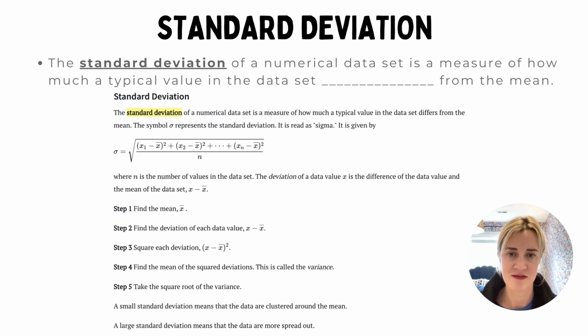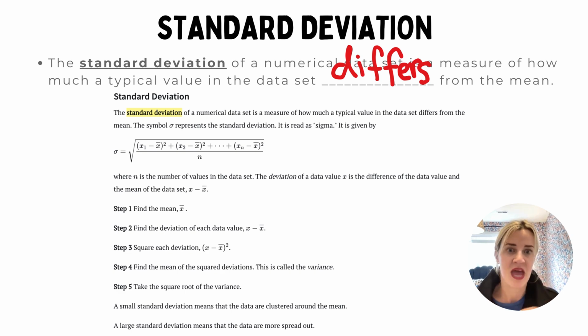Next up, we have standard deviation. And don't run. I know it looks scary, but it is not bad. We will take these step by step and even use a table when we solve these. The standard deviation of a numerical data set is a measure of how much a typical value in the data set differs from the mean. So, how far is it off from the average?